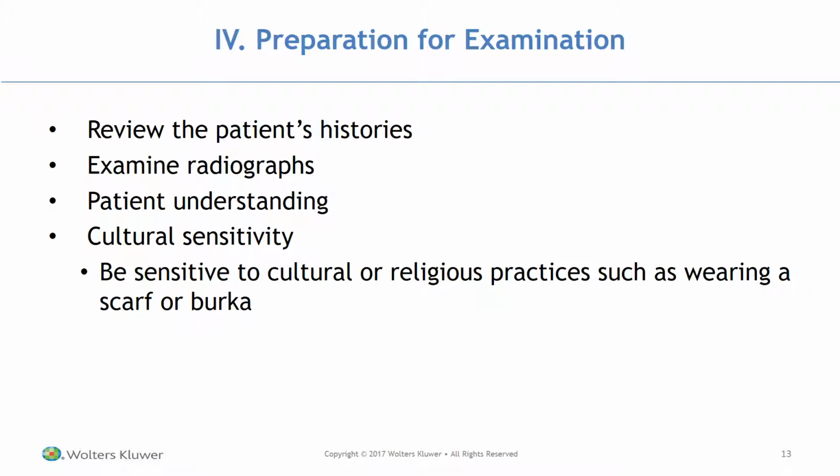All right. And then we just want to remind you to always be culturally sensitive. Be sensitive to cultural or religious practices, such as wearing a scarf or a burqa, a hijab. Ask them before feeling under there or moving it at all. Some say, no, I don't want you to remove it. Others say, yeah, that's fine. And I just work around it. So I can feel things on the head, but ultimately I do just have to lift it up a little bit for the ears usually. And I always get permission first. You must always get permission first.